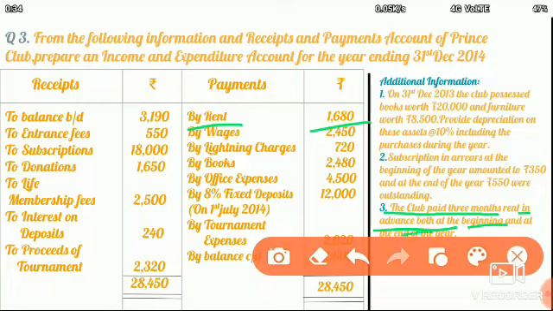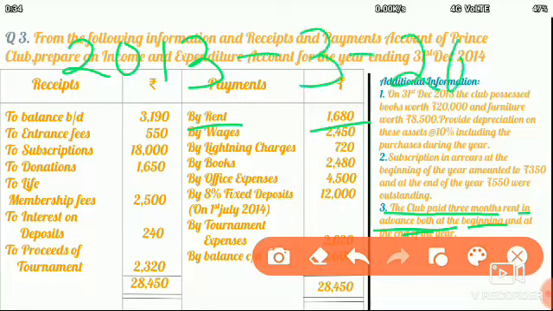If the rent is paid in advance for 3 months at the beginning, it means last year an advance was paid for 3 months. Previous year means 2013. If any advance is paid in 2013, we will always assume that it is for the next year. The next year is 2014, which is the current year. So 3 months rent is paid in advance, and this rent is for 2014. That is our accounting year.